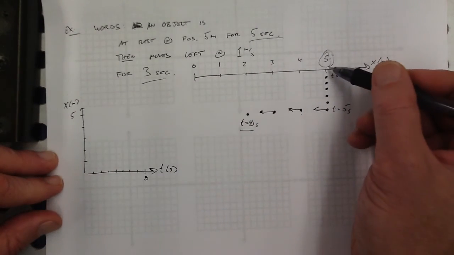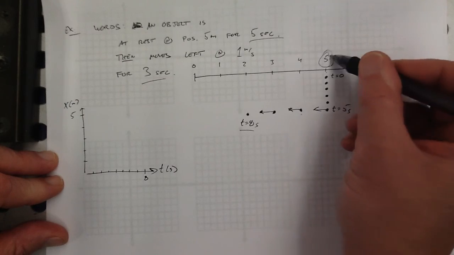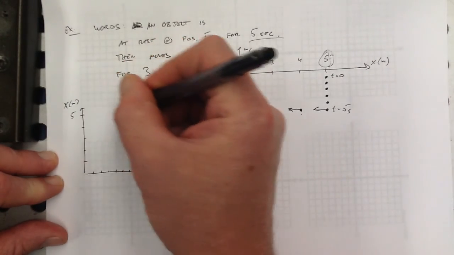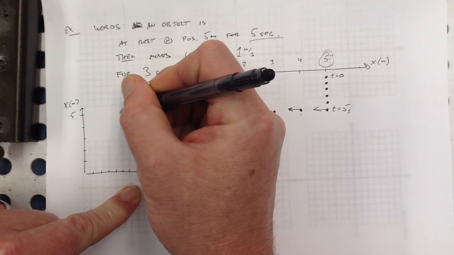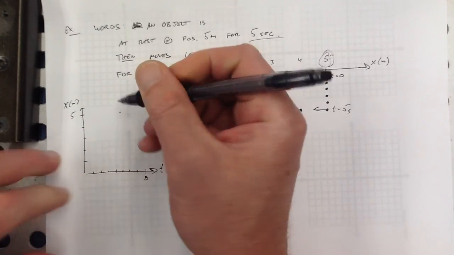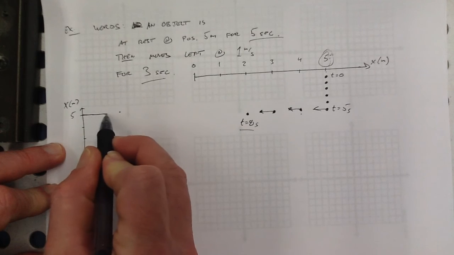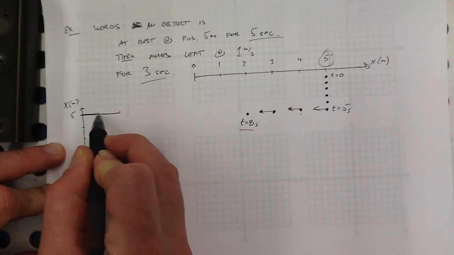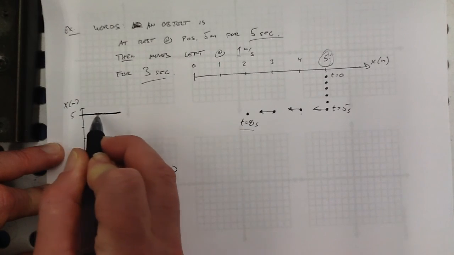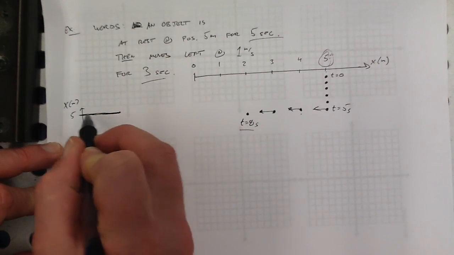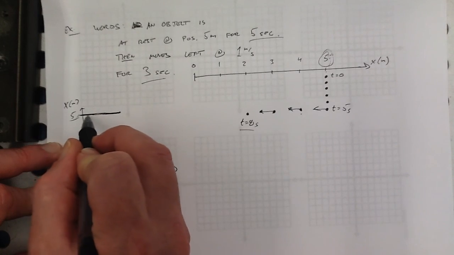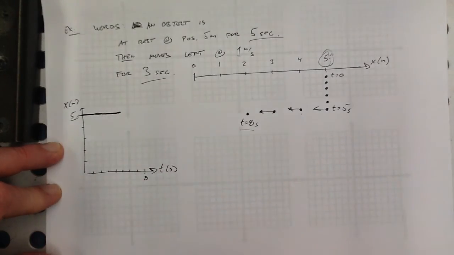For the first 5 seconds, it's just staying at position 5. So, first 1, 2, 3, 4, 5 seconds, it's at position 5. It's not moving. When you make this horizontal line, that's not a graph of something that's moving this way. This is time on this axis. That is a graph of something that is holding the same position, constant position.